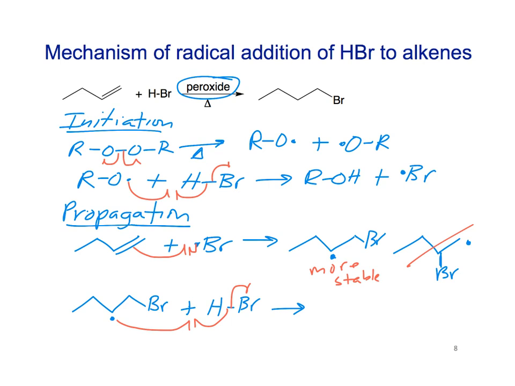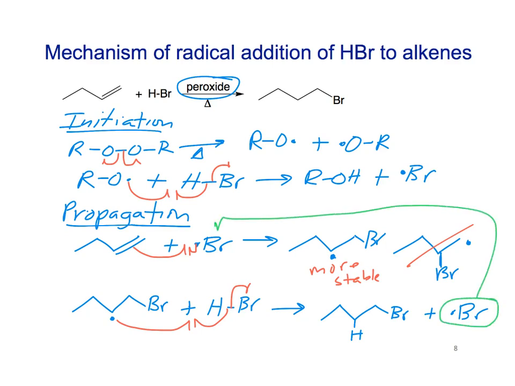Okay, so now we're going to put our new hydrogen here, plus we formed bromine radical. And just like before, this bromine radical can then go back up and react with another alkene. So this is our chain reaction. Okay?